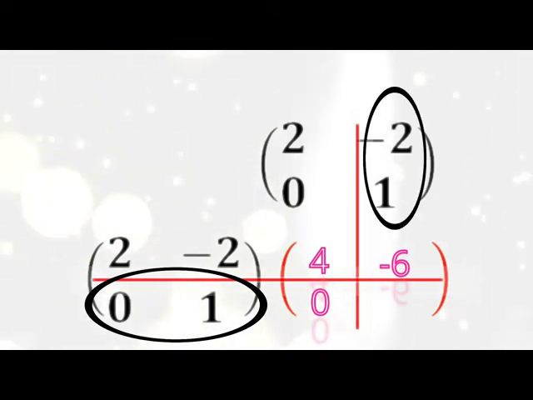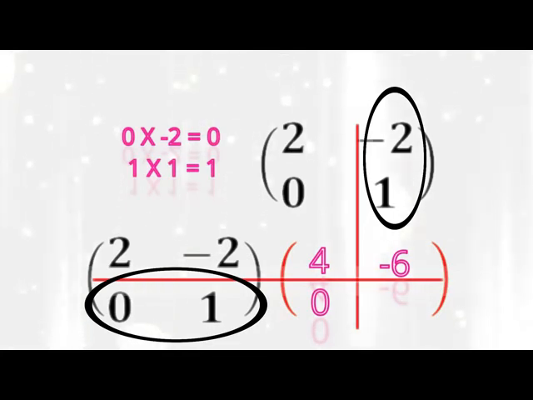And then we multiply the second row with the second column. 0 times negative 2 equals 0, plus 1 times 1 equals 1. 0 plus 1 equals 1, and 1 goes to that position.